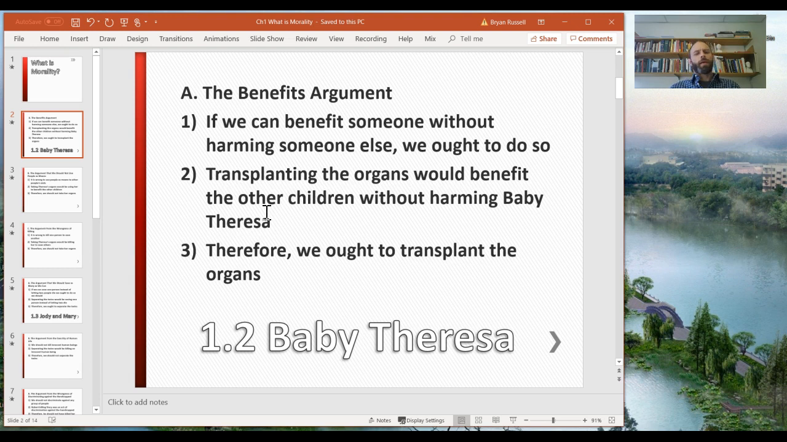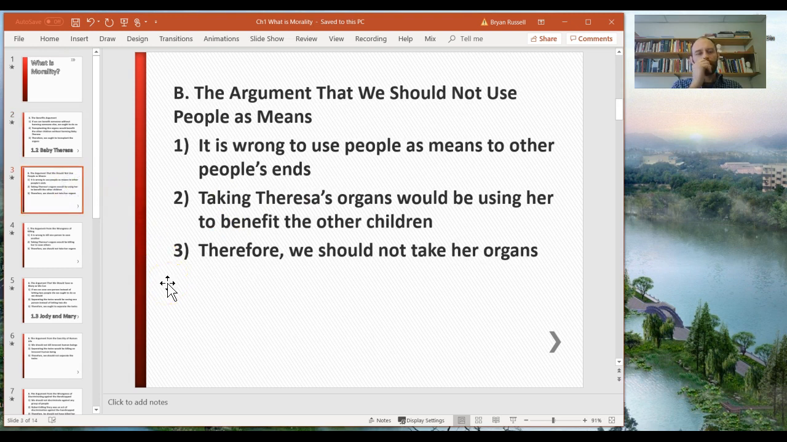So let's consider the next argument. The first argument was that we should perform the operation. This next one is that we should not perform the operation: the argument that we should not use people as means. So the premises go: first, it is wrong to use people as means to other people's ends. Second, taking Teresa's organs would be using her to benefit the other children. Therefore, we should not take her organs.